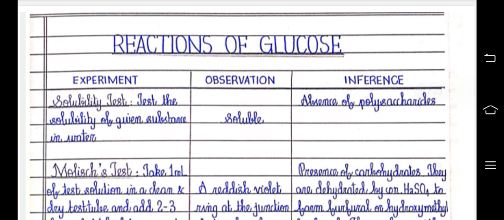Okay. So, reactions of glucose. First, we are going to learn about the reactions of glucose. Experiment: solubility test. Test the solubility of the given substance in water. Observation: soluble. Inference: absence of polysaccharide.